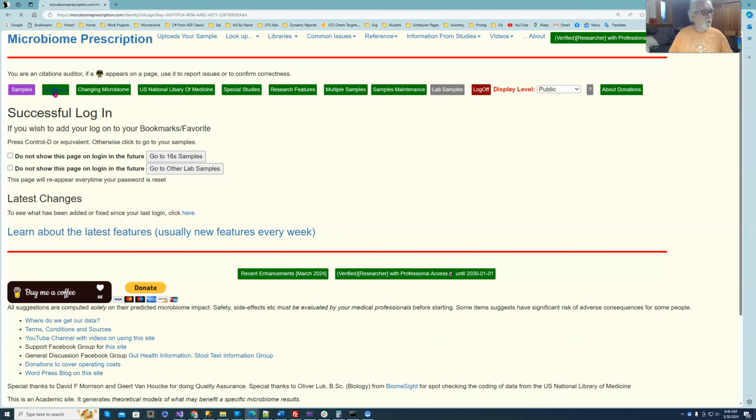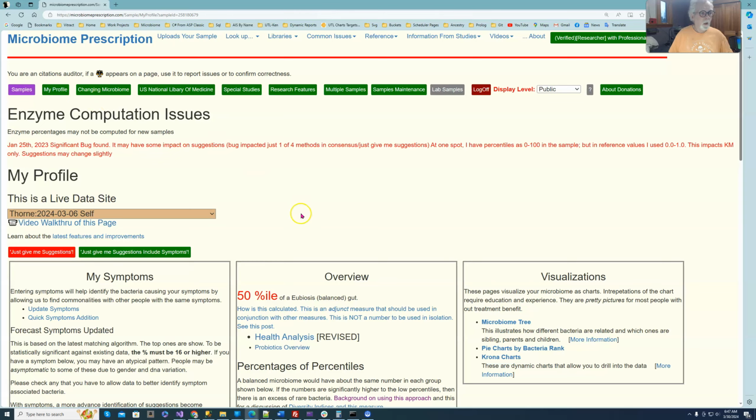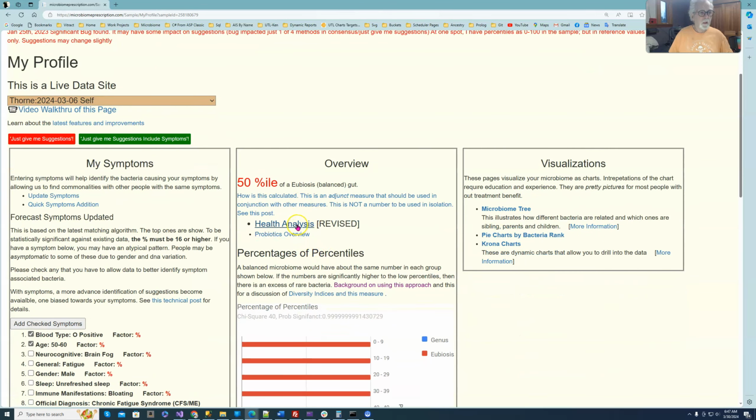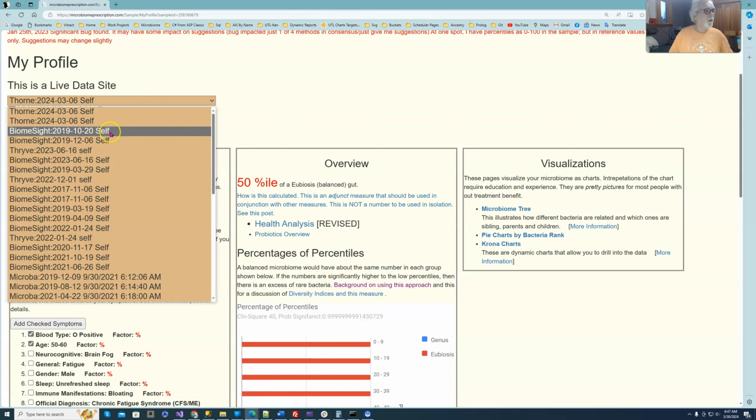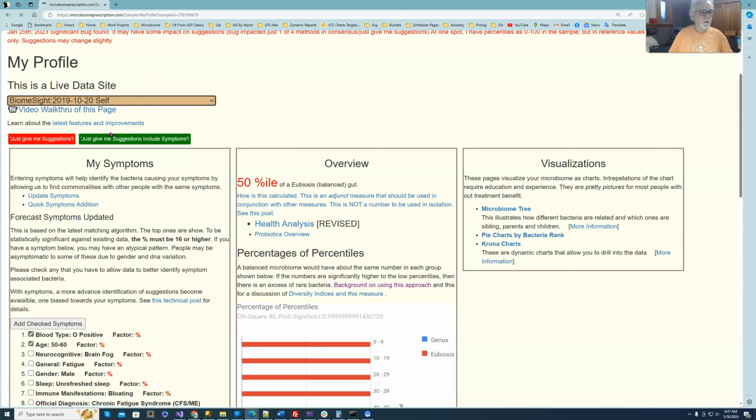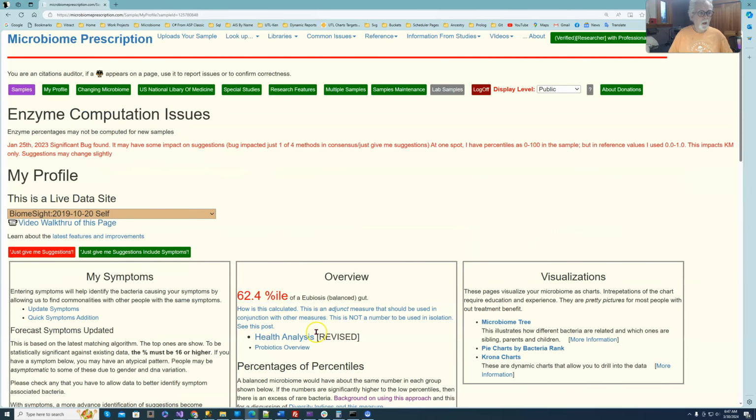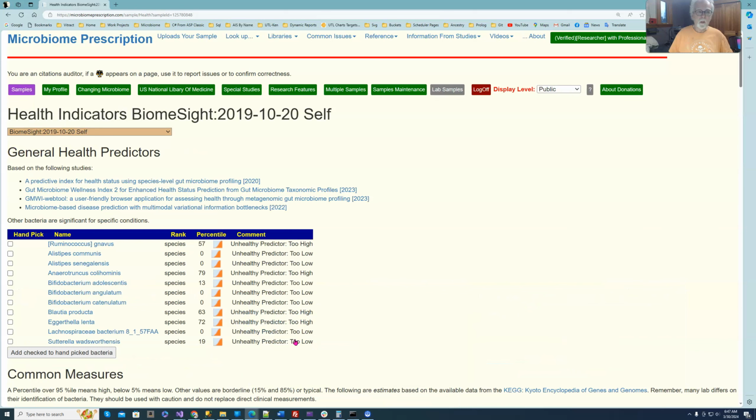And if you go to My Profile, and you will see their health analysis. Actually, I need to change that to, I'll go to bottom site, and go to health analysis. You will get a page loading which has a ton of information on it. Okay, let's take it through the top.